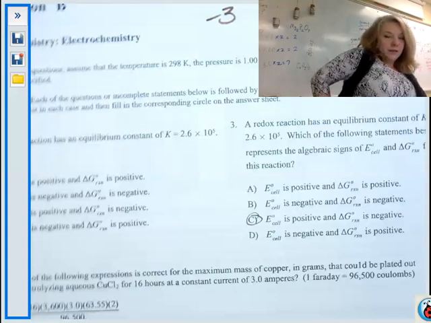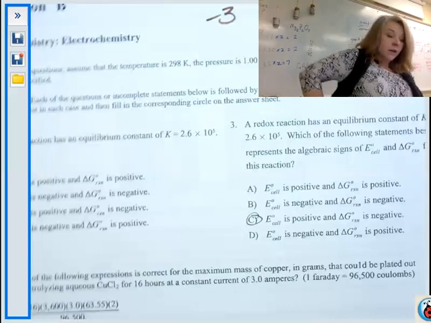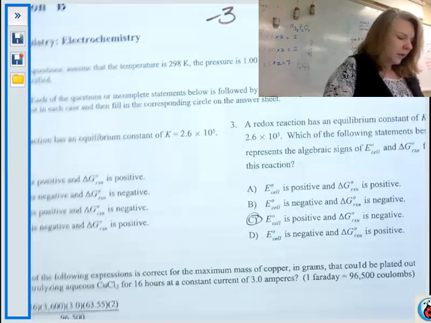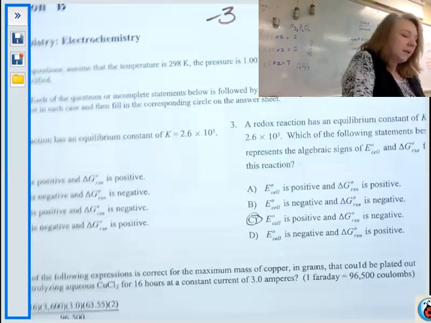So you just simply flip what you need to flip, and you're going to subtract. I had some of you that put 1.1 volts, and guys, you have a calculator. Indicate whether the value of the standard free energy delta G is positive, negative, or 0. If E of the cell is positive, then delta G has to be negative.